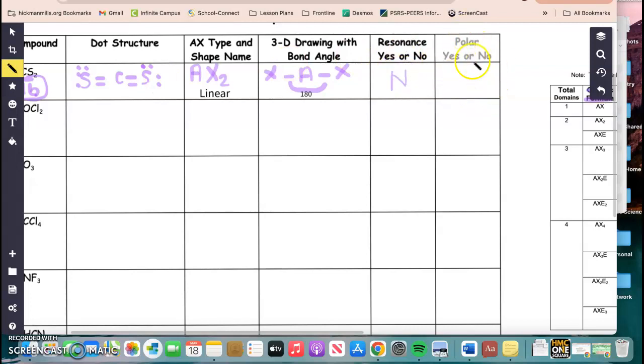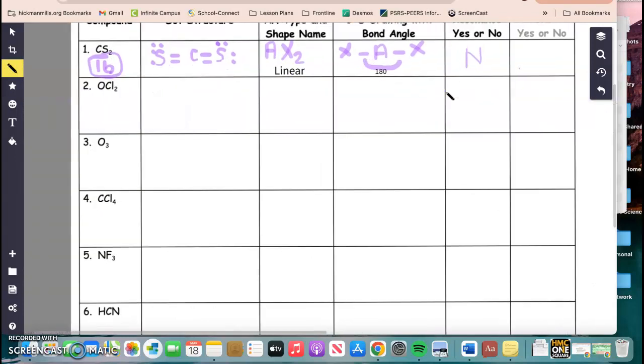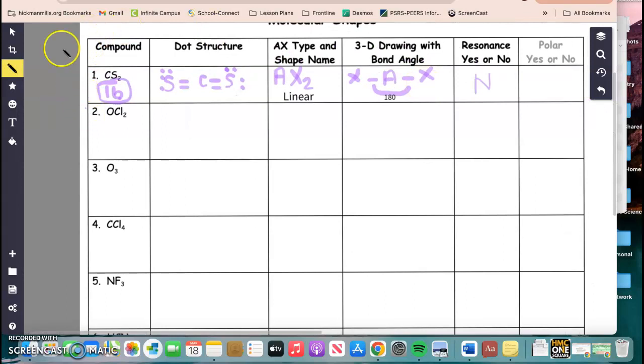Okay, and then there's this last column here that says polar. We're not going to worry about that today. We will learn about polarity in a couple days. Okay, moving on, we're going to do number 3 together.